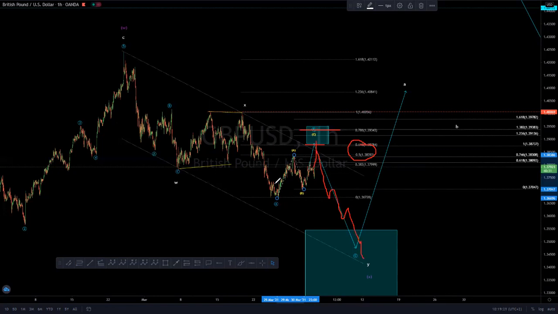I'm still not yet convinced that we've bottomed here, because one can say, why don't you look at this as a wave one, this is a wave two, and we're starting a wave three. It can be possible, but I'm still convinced that we are going to get this move to the downside. So the only time I'll start to look to trade pound US dollar to the upside is if it breaks up here and we get a correction, then I'll be looking for this move to the upside.